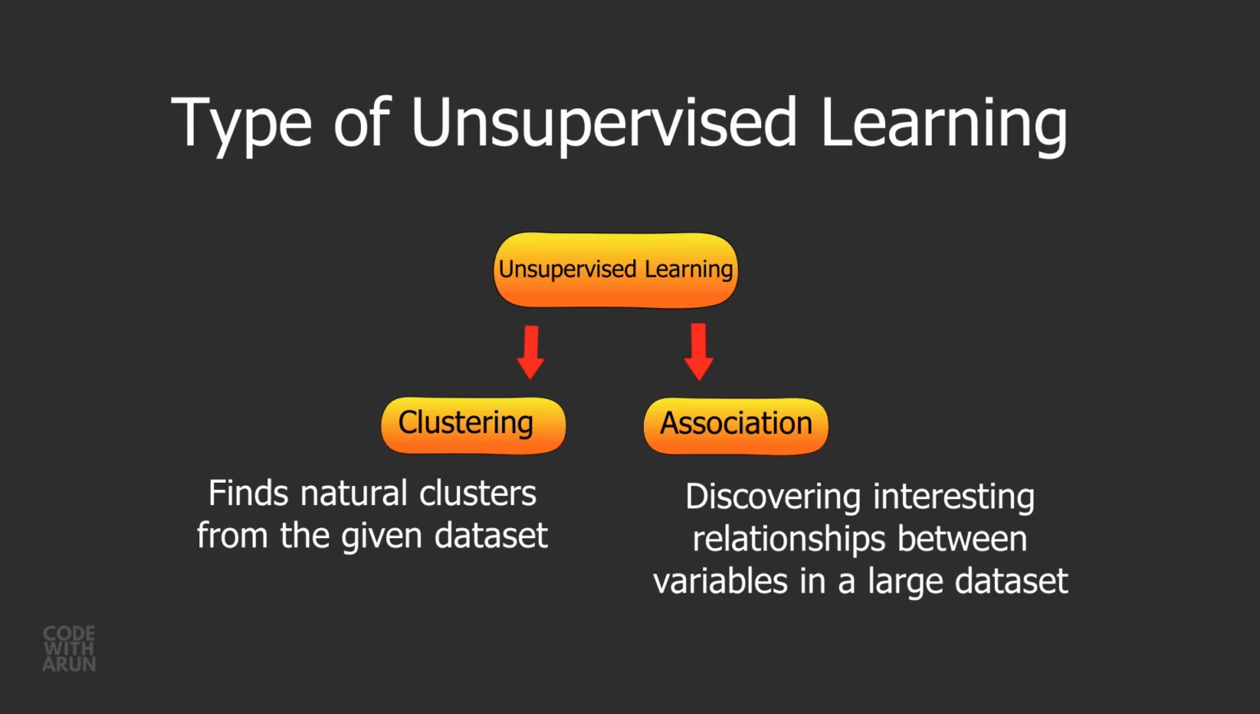Association. The association technique is about discovering interesting relationships between variables in a large dataset. For example, people that buy a new home are most likely to buy new furniture. The terms descriptive analysis and predictive analysis are used for unsupervised learning and supervised learning.